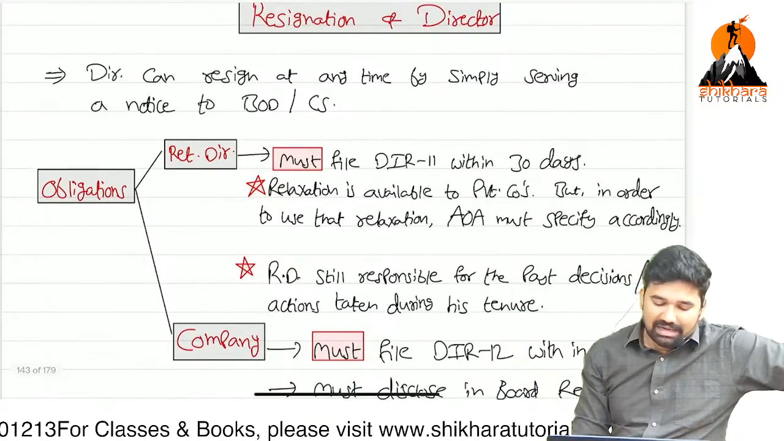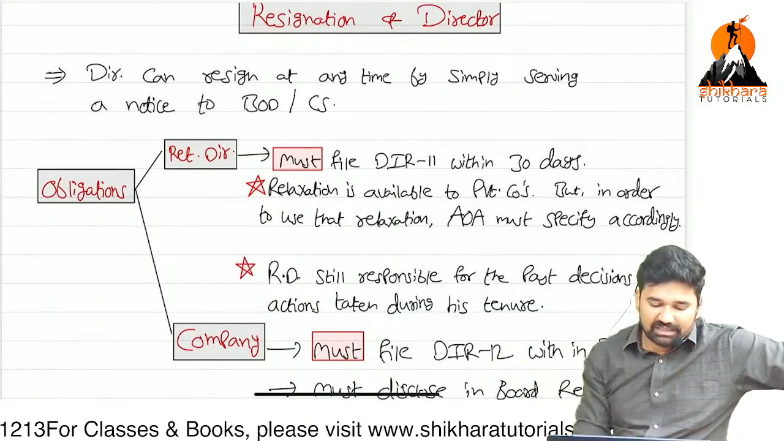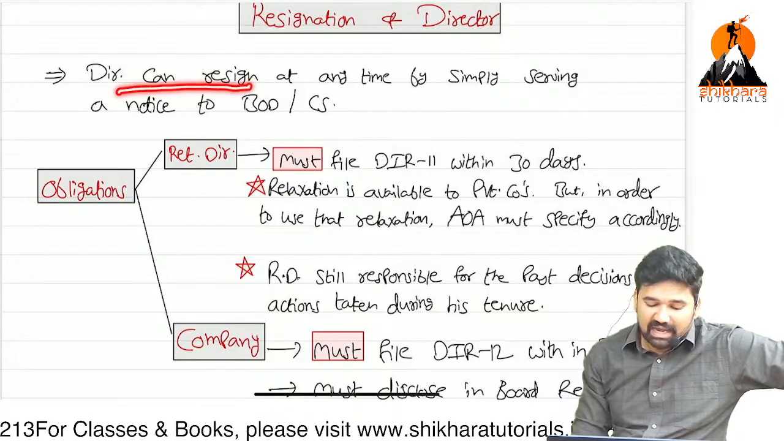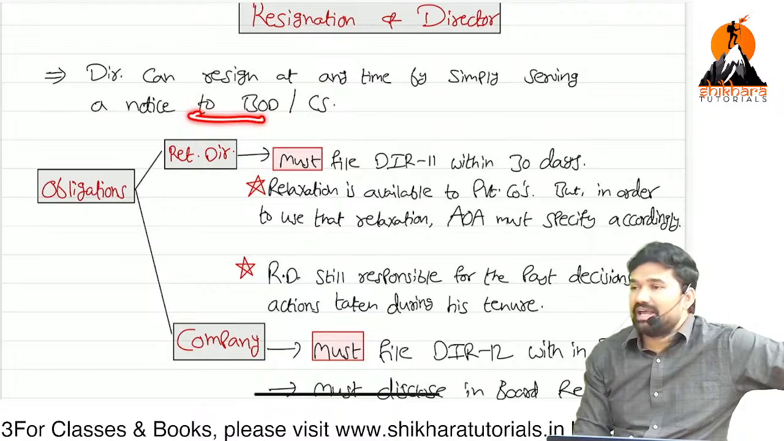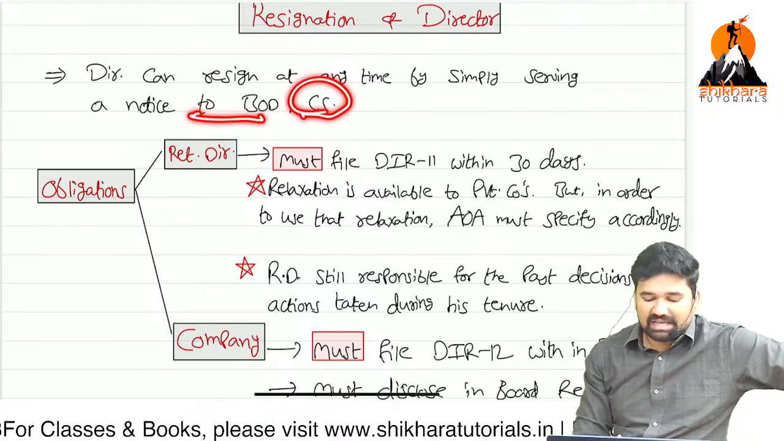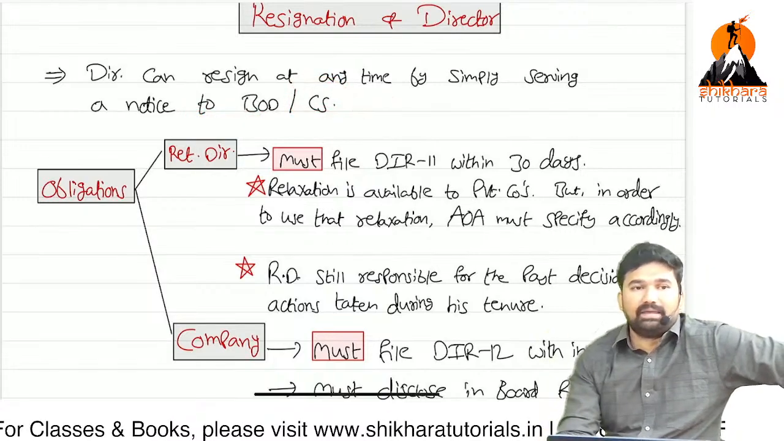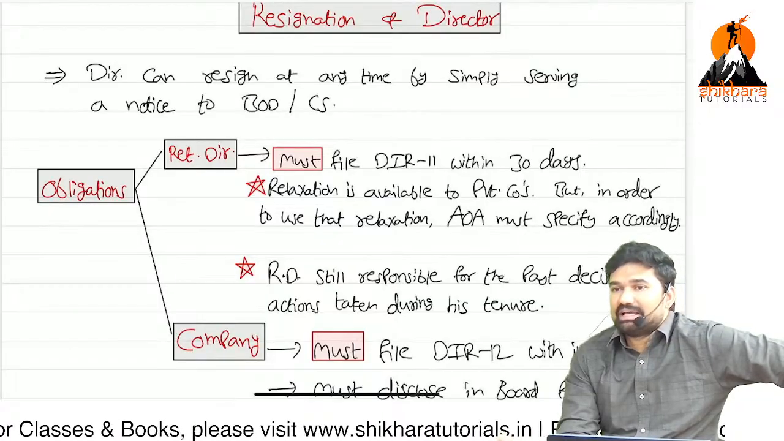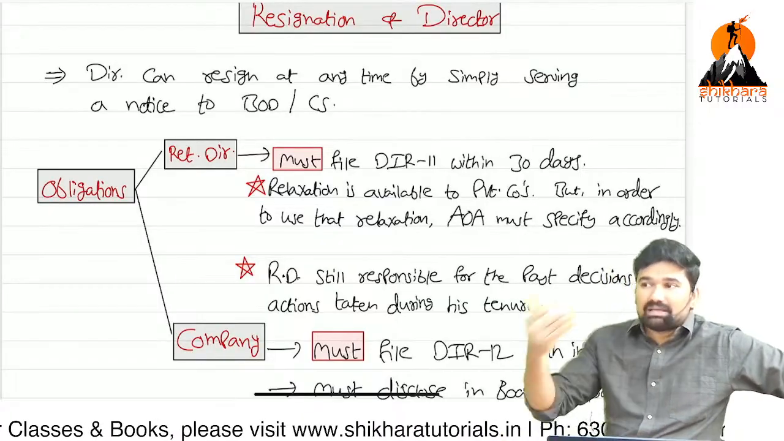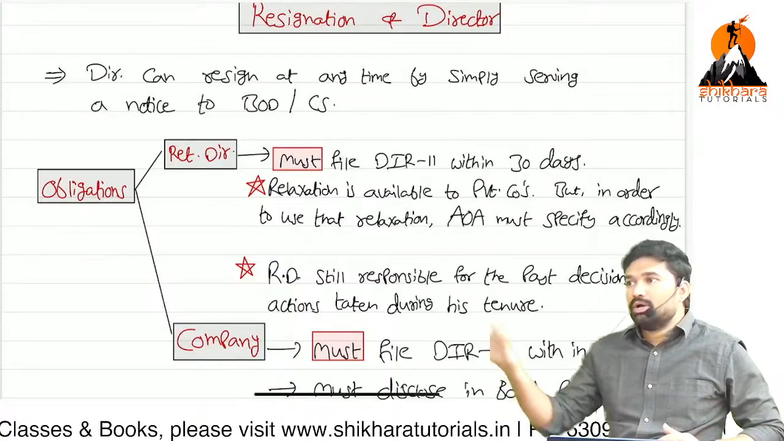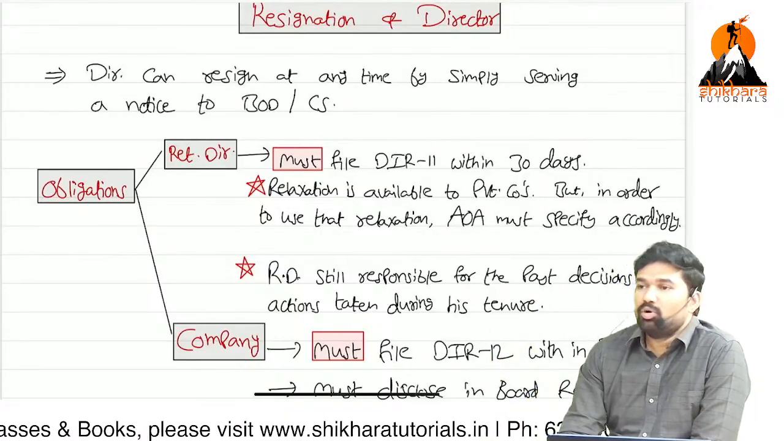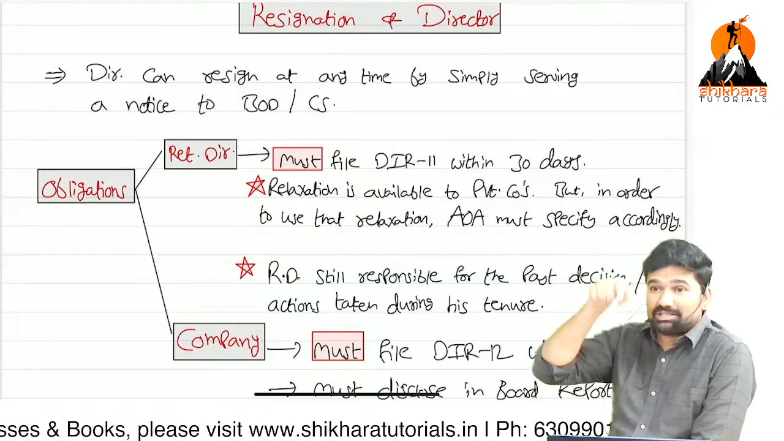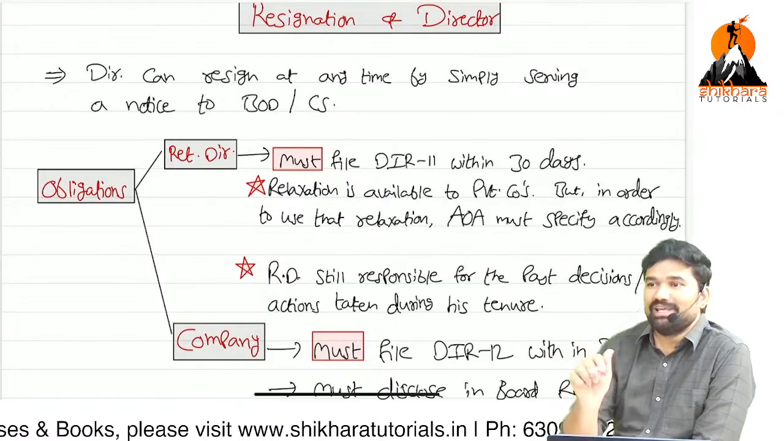Resignation of a director: first, a director can resign at any time by simply serving a notice to the board of directors or the company secretary, if any. If there is a company secretary in the company, he can submit his resignation to the CS also. There is no hard and fast rule that you must submit your resignation to the BOD only.